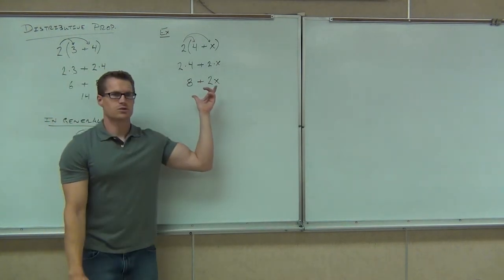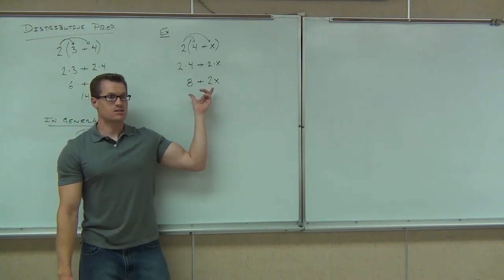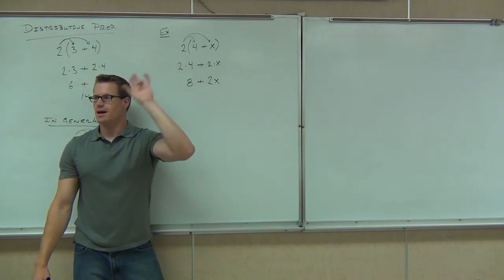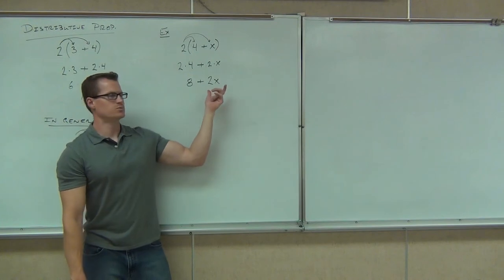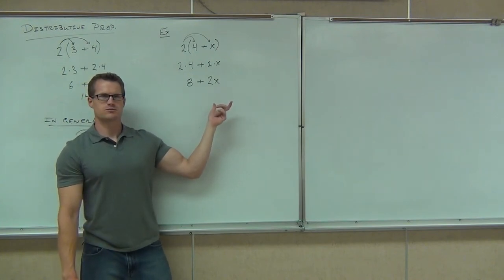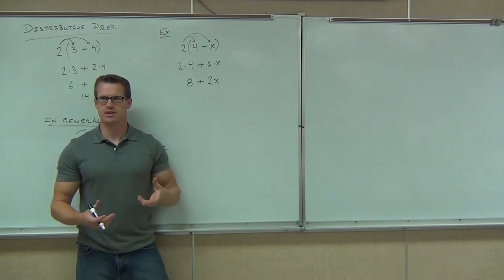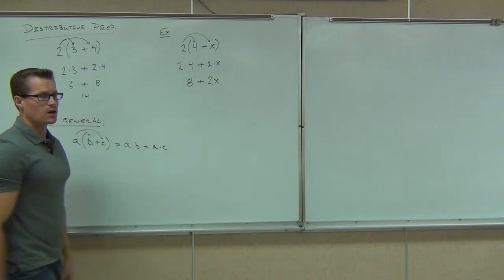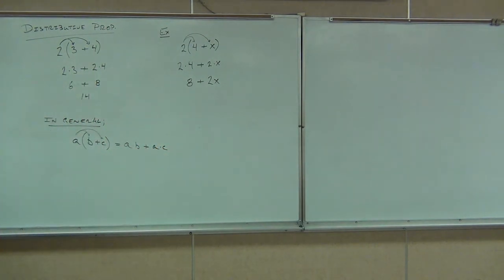Can you combine those? No. Can you get 10x? No, this is like the $8 and 2 xylophones. Add those together, what do you get? You still have $8 and 2 xylophones. That's it. So we're done. That's as far as we can go. That's how our distributive property works.